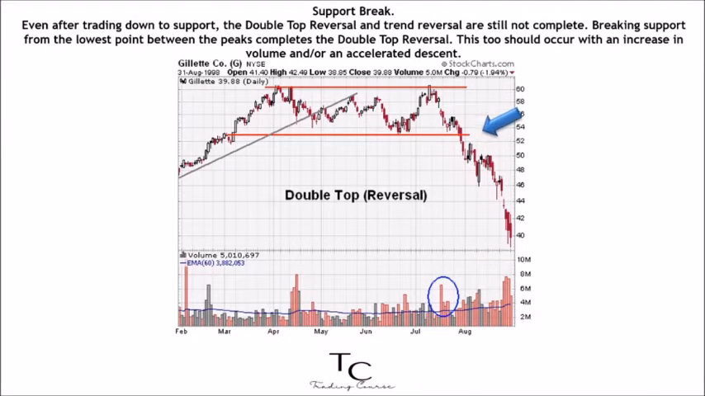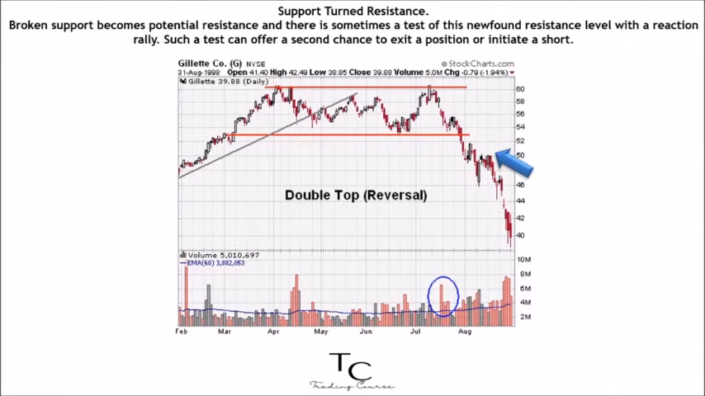Support break. Even after trading down to support, the double top reversal and trend reversal are still not complete. Breaking support from the lowest point between the peaks completes the double top reversal. This too should occur with an increase in volume and/or an accelerated descent. Support turned resistance. Broken support becomes potential resistance, and there is sometimes a test of this newfound resistance level with a reaction rally. Such a test can offer a second chance to exit a position or initiate a short.